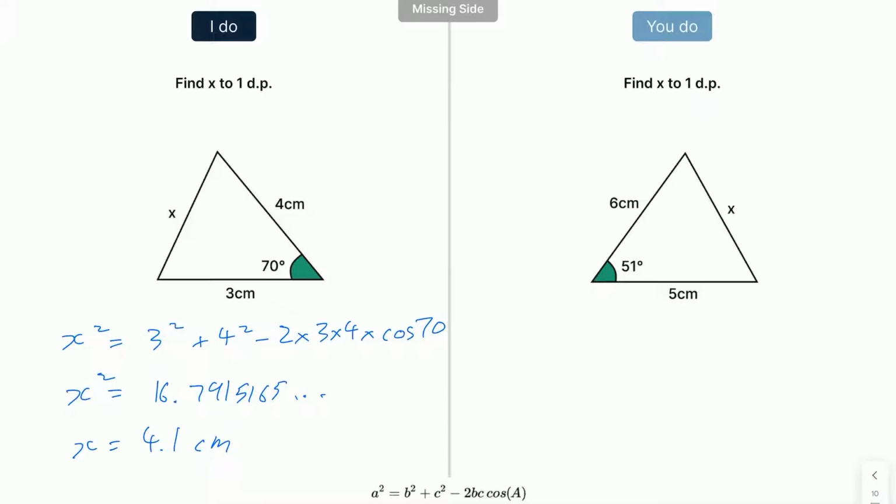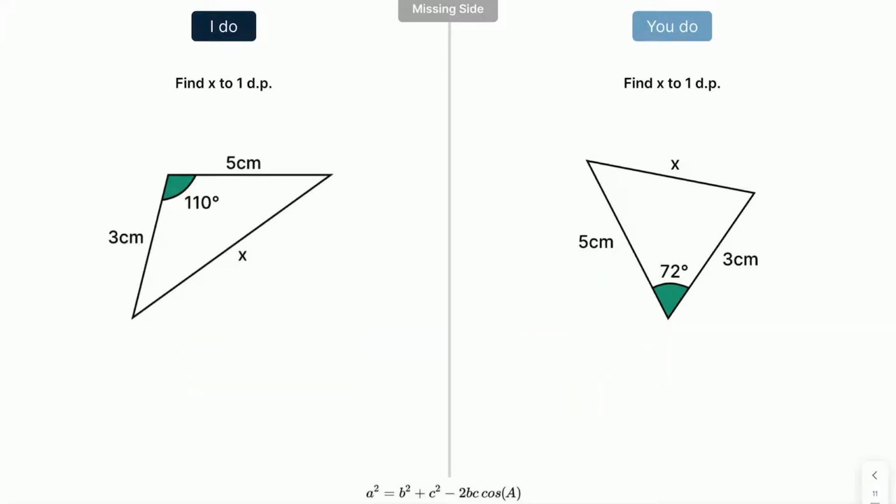And again, hopefully you've pressed pause and had a go at the one on the right, so that's going to be x squared is equal to both the sides squared, so that's 6 squared plus 5 squared minus 2 times 6 times 5 times cos 51, and when you get your answer and you square root it, that becomes 4.8 centimeters.